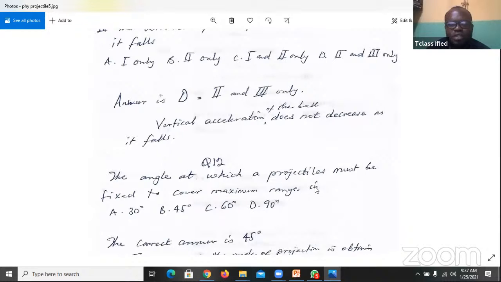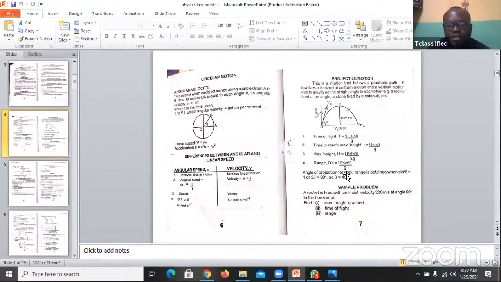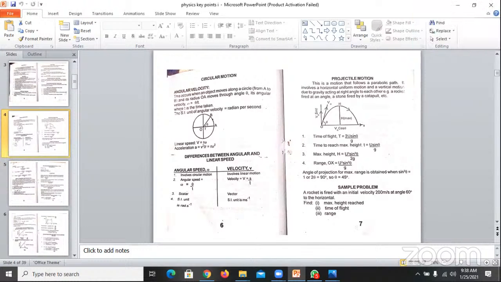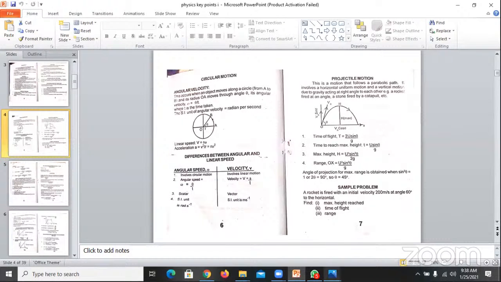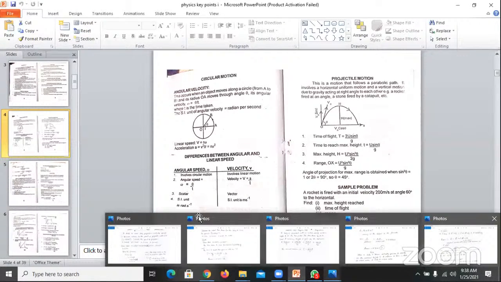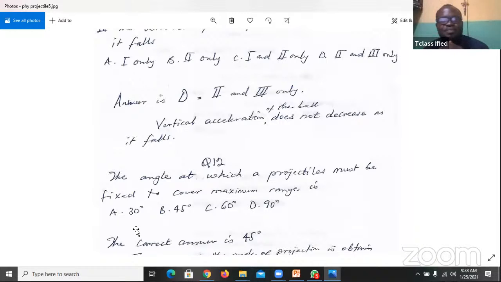The angle at which a projectile must be fired in order to get maximum range is what? I think we said that during the lesson. What's the angle to get maximum range? In the notes, we said the angle of projection for maximum range. So what's the answer? From this, what do you think is the answer? 45. Option what? So the answer is option B.